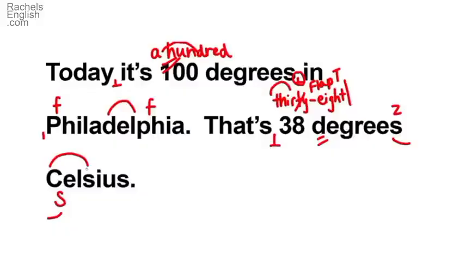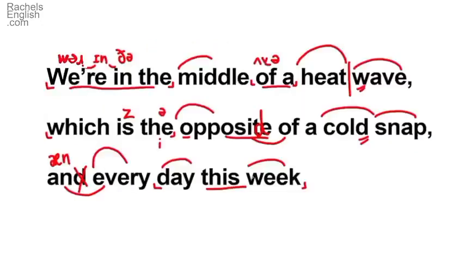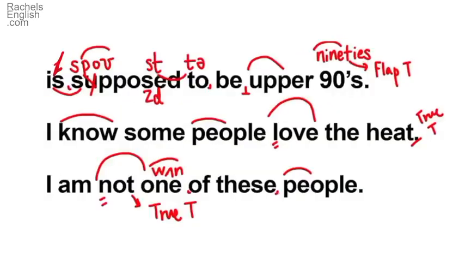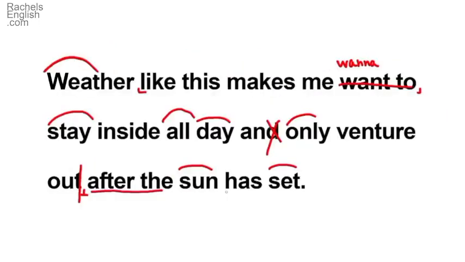And now the conversation three times. Today it's 100 degrees in Philadelphia. That's 38 degrees Celsius. We're in the middle of a heat wave, which is the opposite of a cold snap. And every day this week is supposed to be upper 90s. I know some people love the heat. I am not one of these people. Weather like this makes me want to stay inside all day and only venture out after the sun has set.